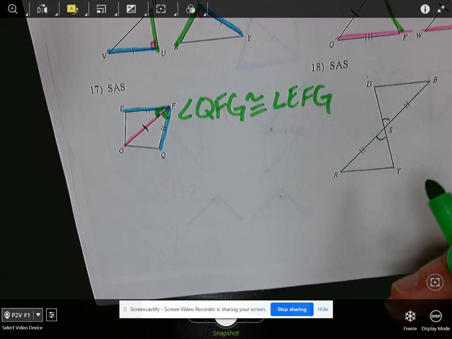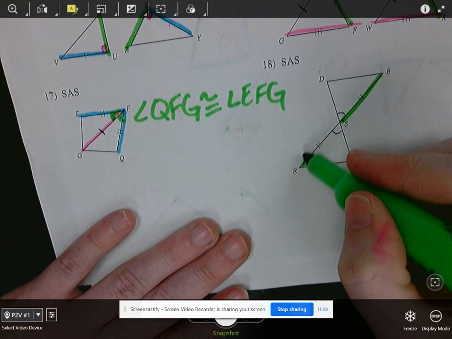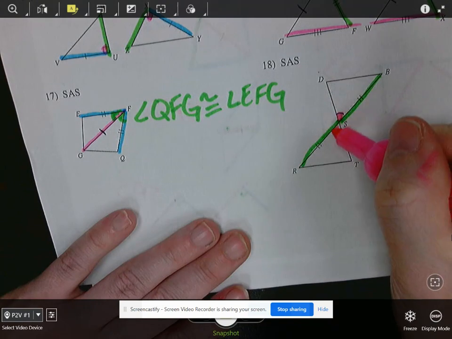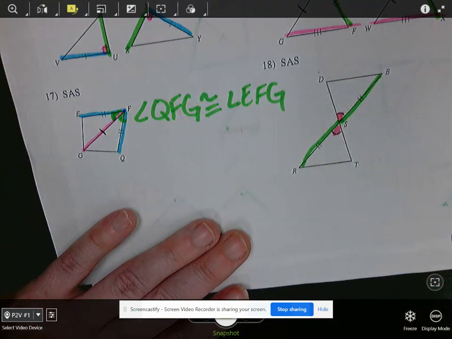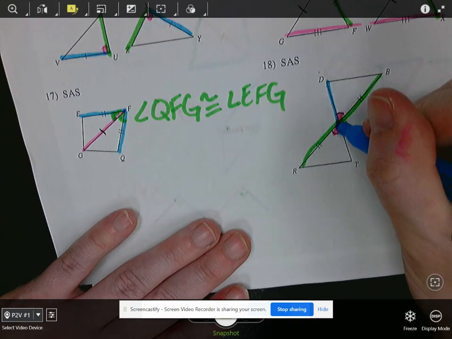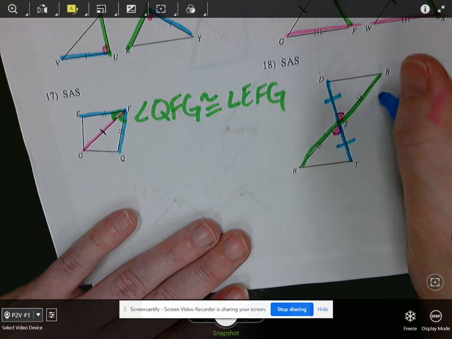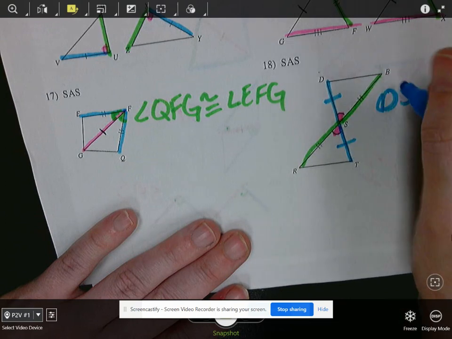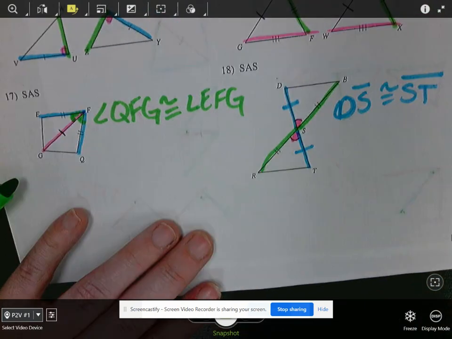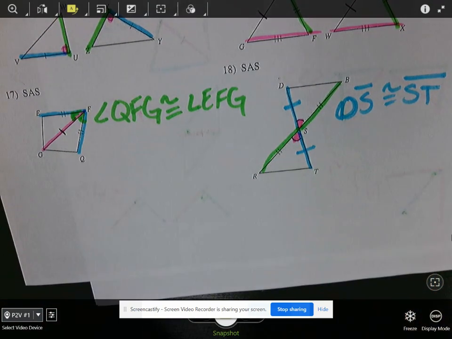Okay. 18 wants me to use side angle side. Here's a side. Here's a side. Here's an angle. Here's an angle. I need the other side. Well, the other side of this angle is right here, and the other side of this angle is right there. So they should have marked this segment congruent to that segment. So, oops, DS congruent to ST. Okay. All right. What questions do you have for me?